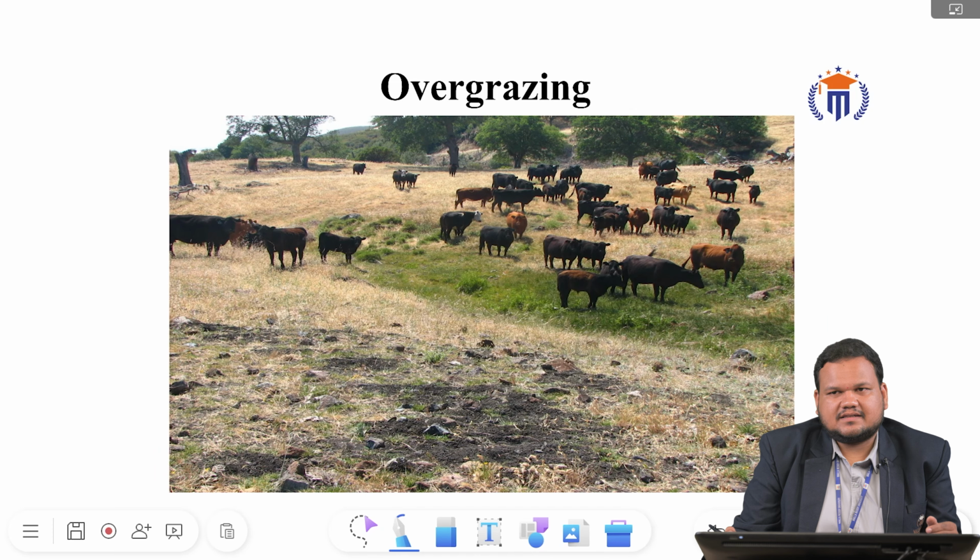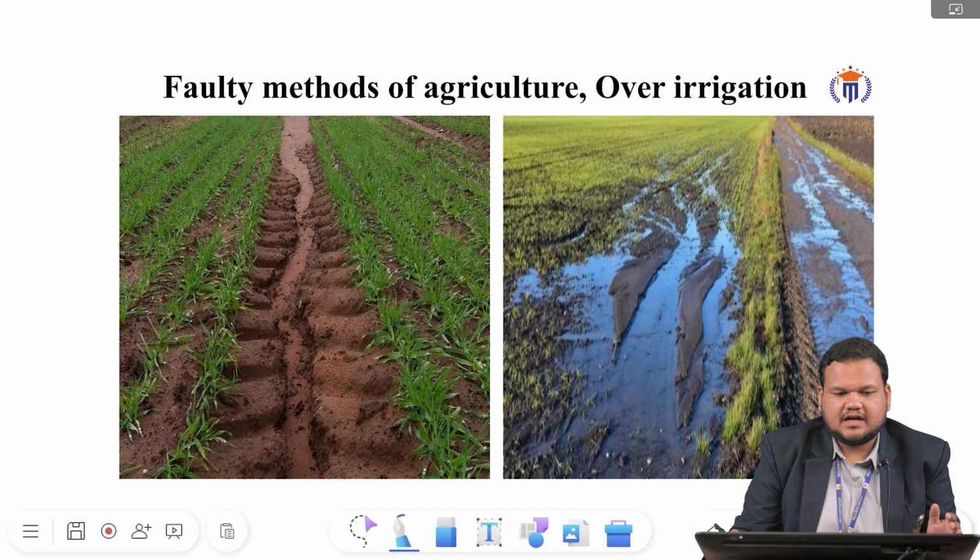Next is overgrazing. In grassland soils, overgrazing exposes bare soil directly to the environment, so the amount of rainfall received on the surface increases, resulting in soil erosion. Also, faulty methods and over irrigation. So these are the causes of soil erosion.